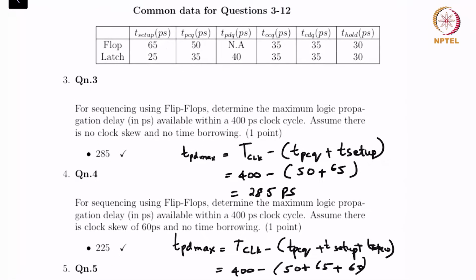That is the answer for question 2. Question 3. For sequencing using flip-flops, determine the maximum logic propagation delay available within a 400 picoseconds clock cycle. Assume there is no clock skew and time borrowing.